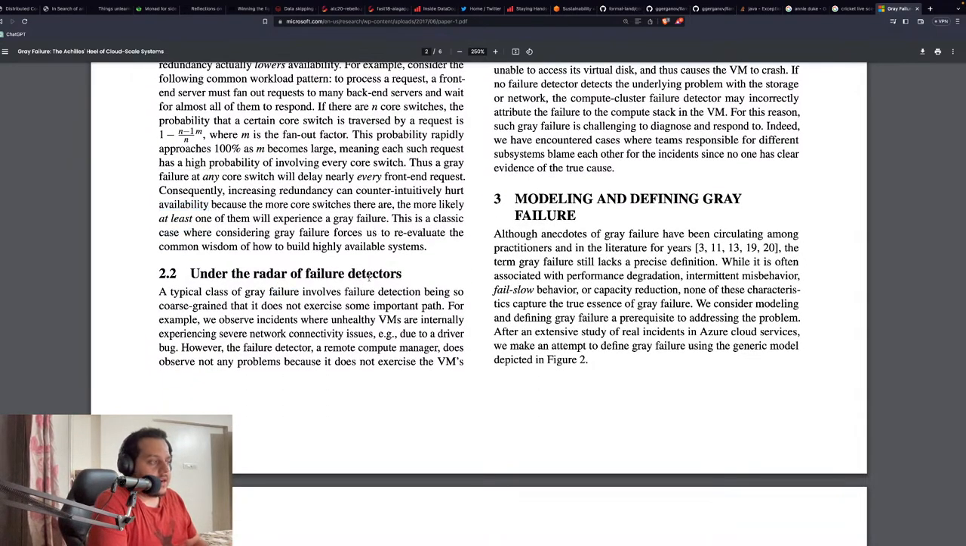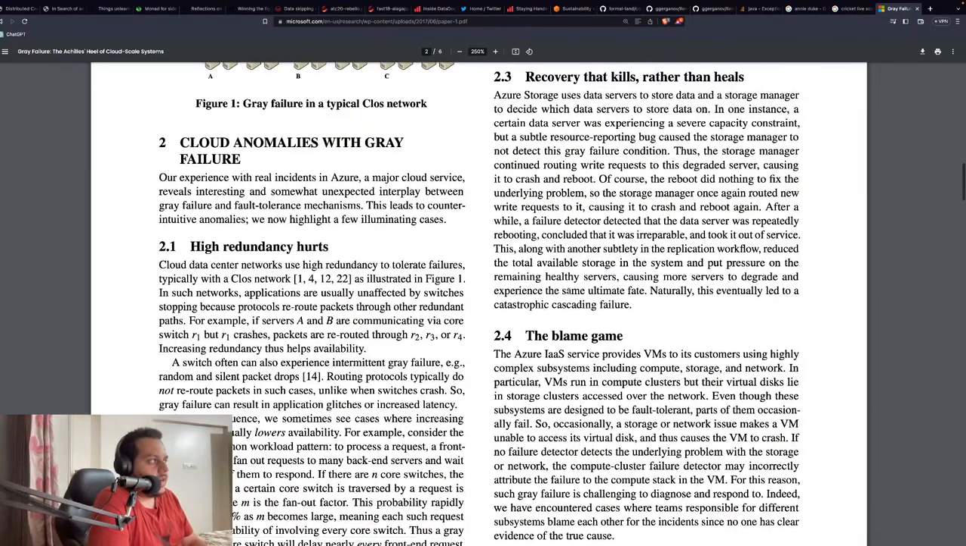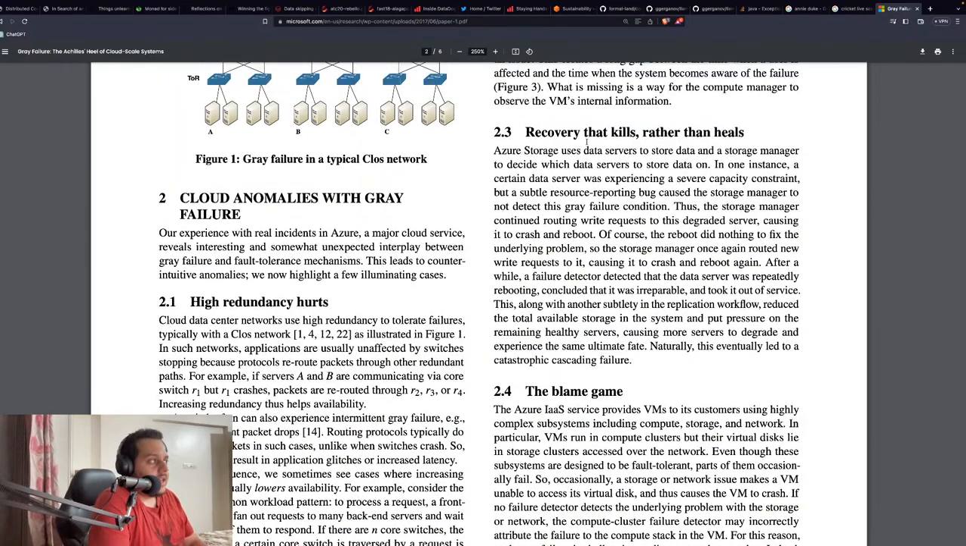Then there is under-the-radar failure detection. These authors mention more types of gray failures. Recovery that kills rather than heals. Azure storage uses data servers to store data and a store manager to decide which data servers to store the data on. In one instance, a certain data server was experiencing a severe capacity constraint, but a subtle resource reporting bug caused the store manager to not detect this gray failure. Thus, the store manager continues to write requests to this degraded server, causing it to crash and reboot.